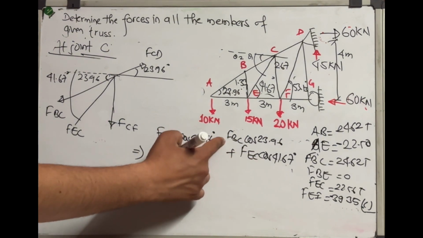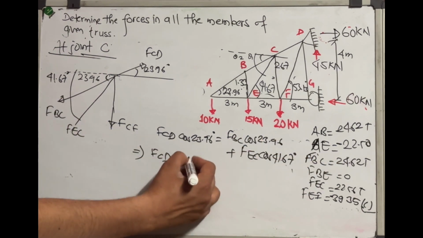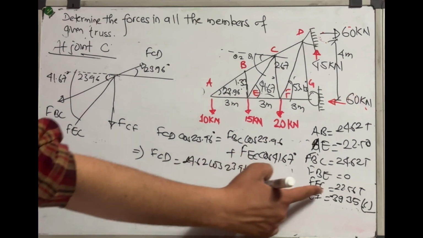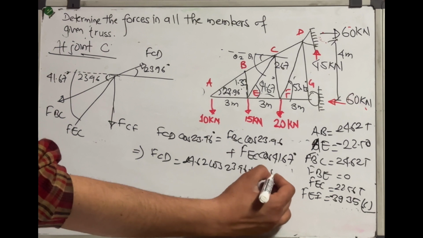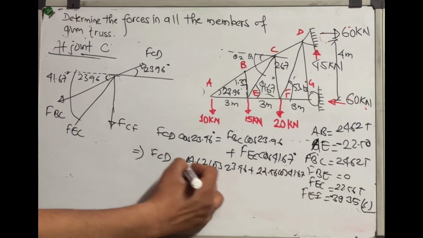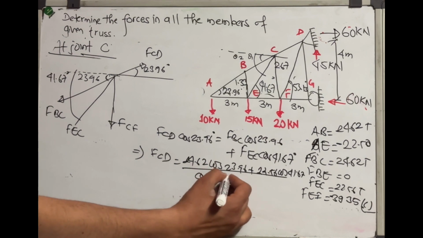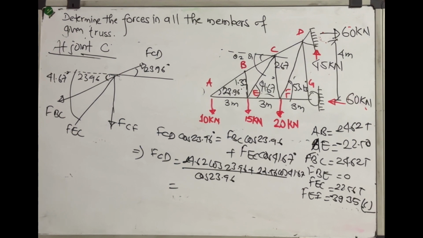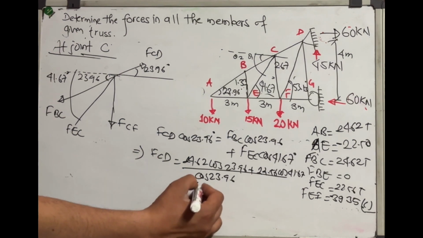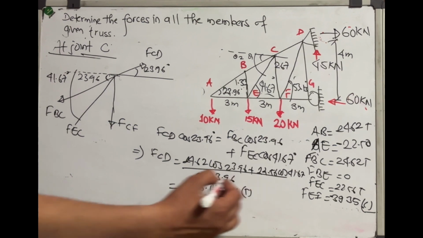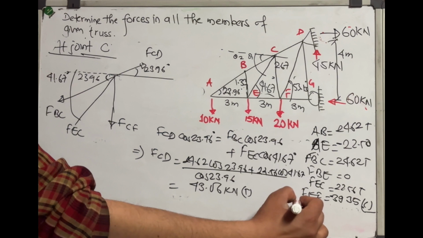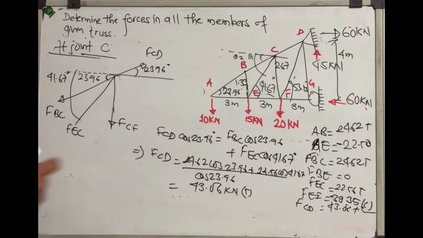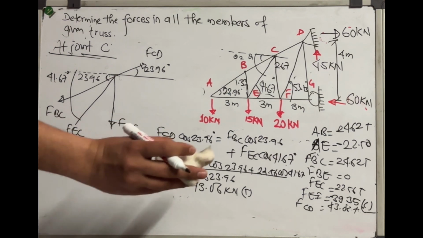Look, this has been determined. FCD is equal to FBC. BC is 24.62, 24.62 cos 23.96 plus FEC. EC is 22.56, 22.56 cos 41.67, divided by cos 23.96. This is positive, so the value will obviously come out positive, that will be 43.06 kilonewton, that is positive, so tensile. So CD is 43.06 tension.